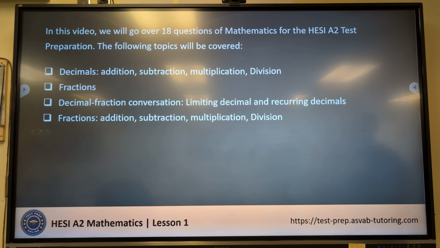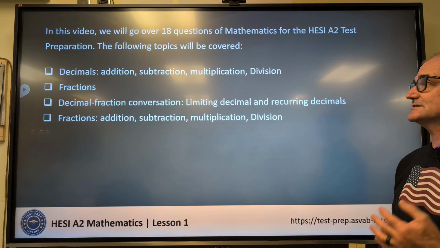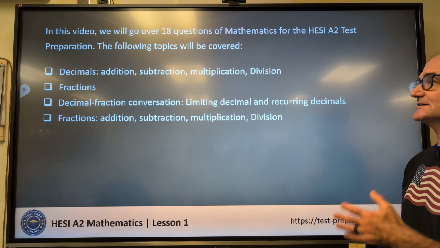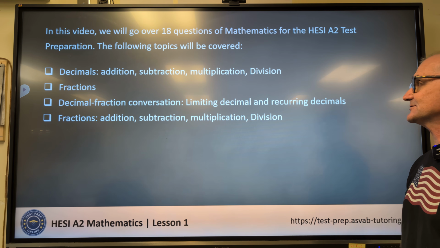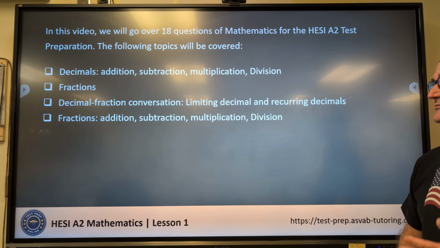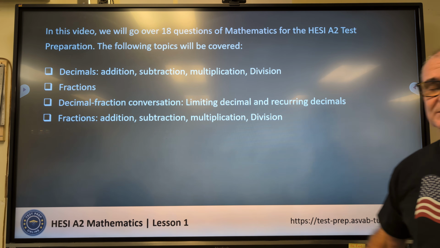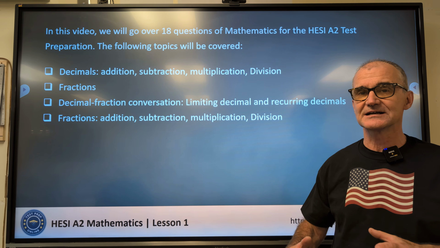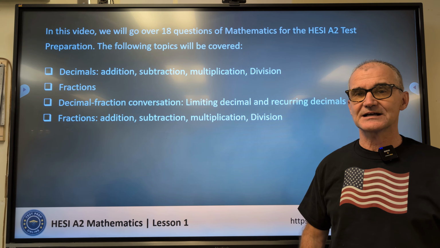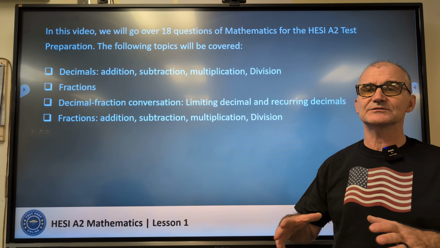In this video, we're going to go over 18 questions of math for the Hesi A2 test. We're going to go over decimals: addition, subtraction, multiplication, division. Then we're going to go over fractions, decimal fraction conversions, limiting decimals, and recurring decimals. Finally, fractions: addition, subtraction, multiplication, division. If you never really got a lot of these ideas, I'm going to go over them in here, and hopefully they're going to start making sense. These are the foundational skills you need to move forward.